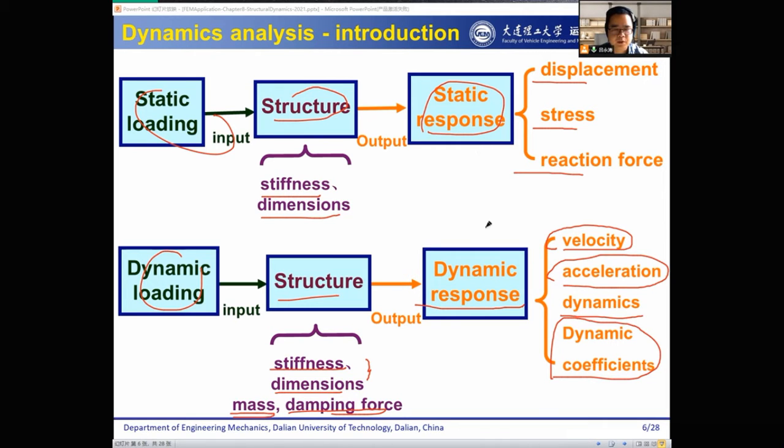Also the variables we are interested in, the variables we focus on, are different. For example, in the static analysis, maybe we focus more on the maximum stress or maximum strain to determine whether the structure has failed or not, so whether it is safe or not. But in dynamic loading, we focus more on the velocity and the acceleration, and we use those dynamic parameters to decide whether the structure is still safe or not. So these are very different.